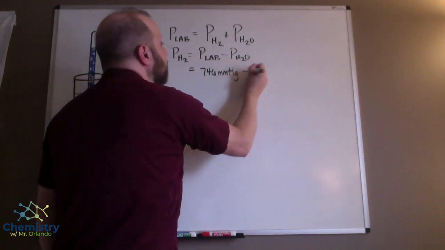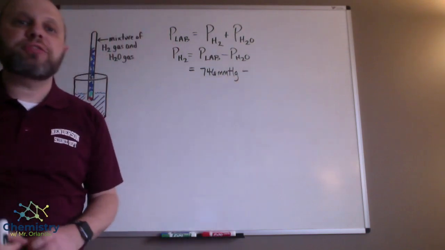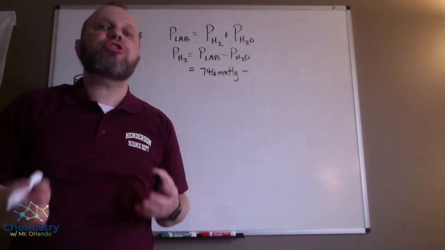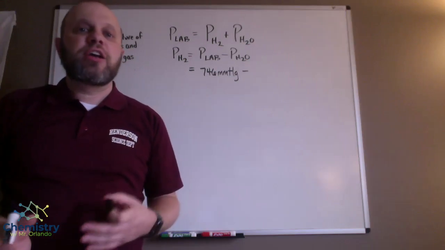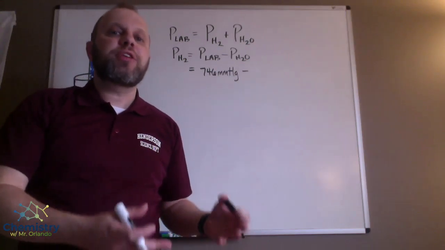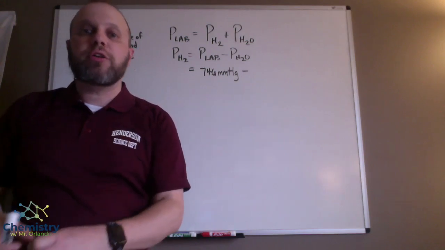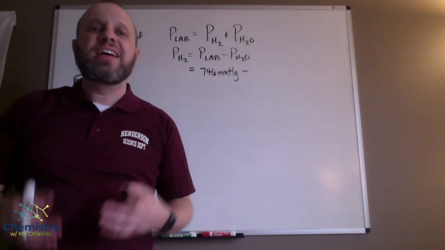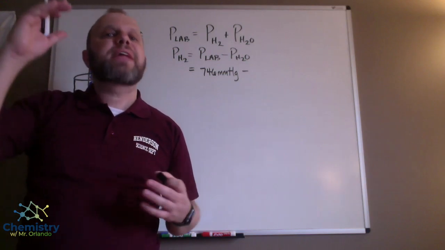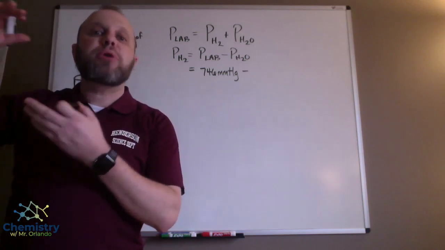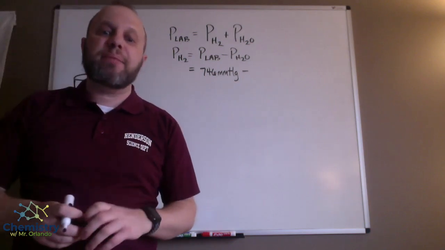And they tell you it is at a temperature of 22 degrees Celsius. Now, that's important because the vapor pressure due to water changes. So at 22 degrees Celsius, water has a certain vapor pressure. At a different temperature, the vapor pressure of water is different. It's not a constant. There's a small table in your lab that actually has 5 or 6 different temperatures and the water vapor pressure that matches up with that temperature.